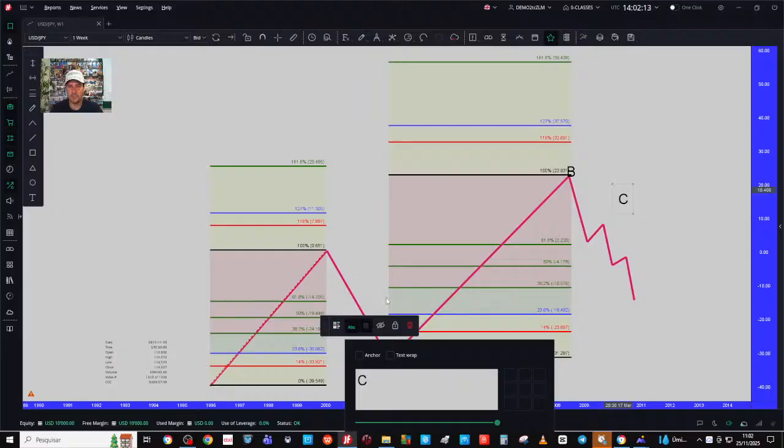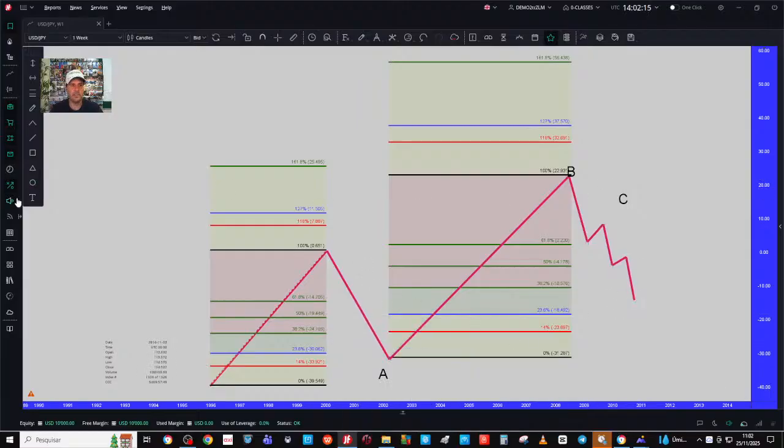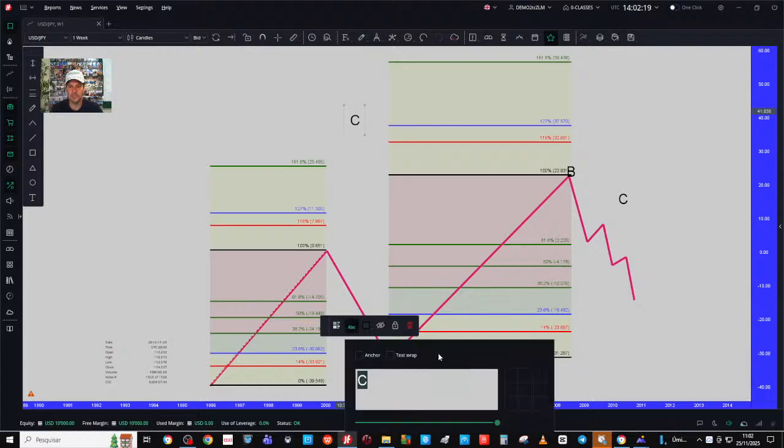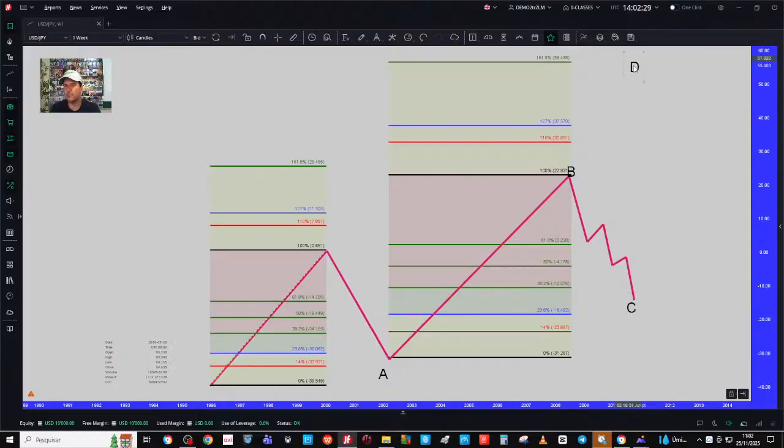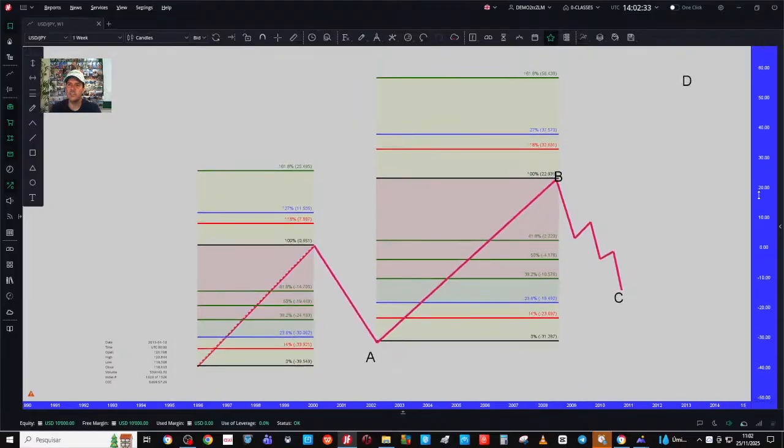And then we are going to have the D somewhere. A, B, C, D, right? That's the C, that's the D somewhere up in here. Green goes to green.